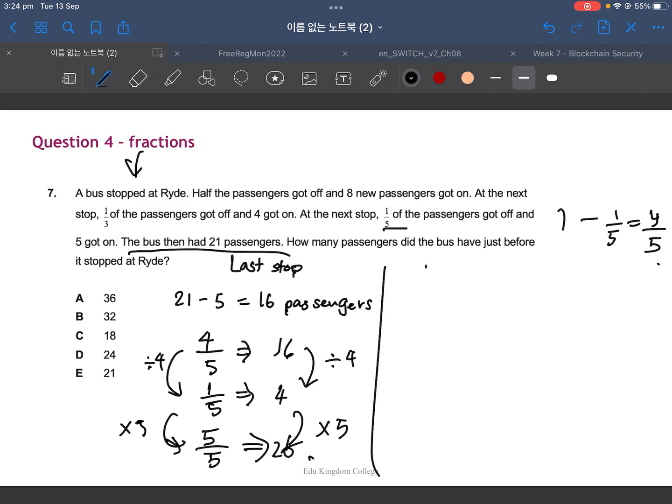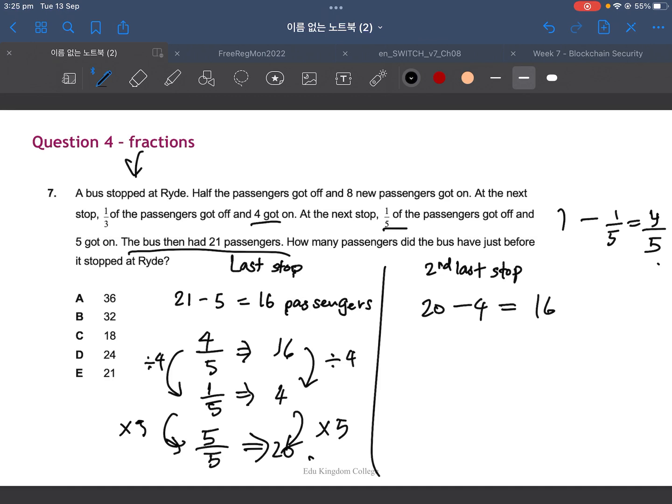Great. Now, let's look at the second last stop. In the second last stop, 4 passengers got on, right? That means that from the 20 that I worked out, 4 had got on and it became 20, okay? 4 passengers got on and then it became 20 passengers in the bus, meaning that in reality, there were 16 passengers at that stop before they got on. But there were only 16 because 1/3 of the passengers got off, right, beforehand. And so I do this corresponding thing again.